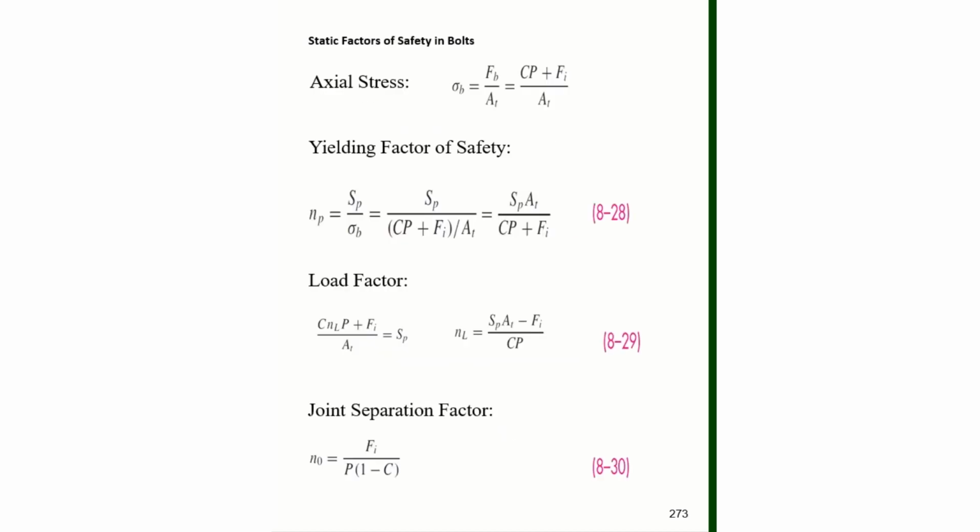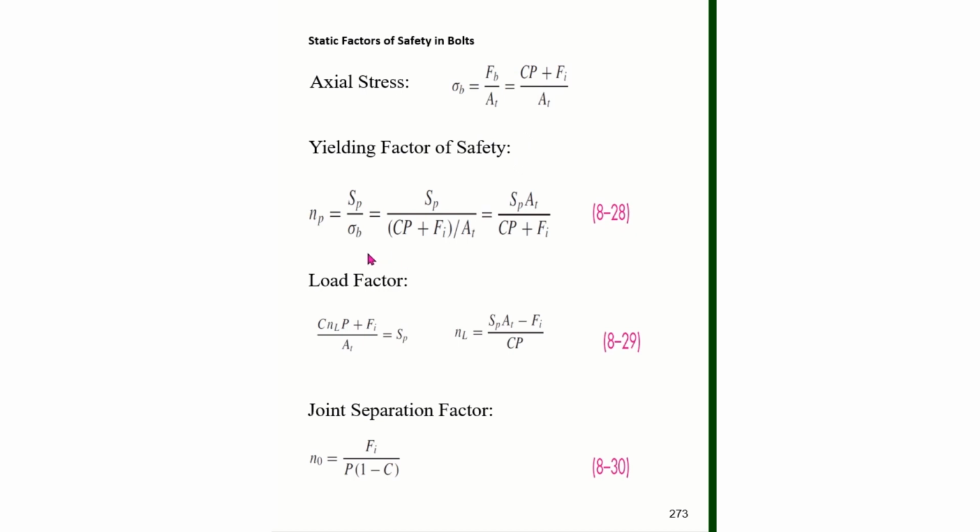Let's look at safety factors. There are several different safety factors in bolts. The axial stress is computed by force in the bolt divided by AT, and this can also be expressed as CP plus FI over AT, where C is the joint stiffness, P is the load per bolt, FI is the preload, and AT is the tensile stress area.